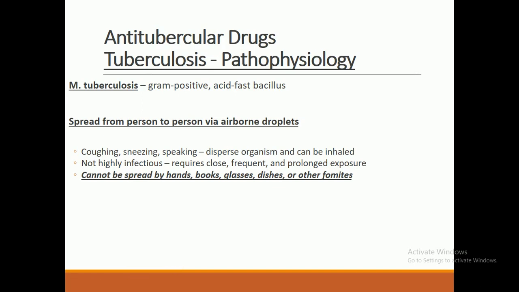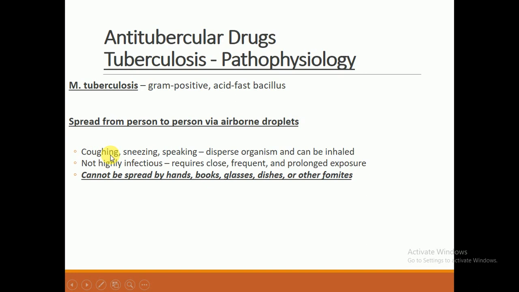Now come toward the anti-tubercular drugs, tuberculosis, the basic pathophysiology. What is the basic mechanism through which tuberculosis occurs? Mycobacterium tuberculosis is a gram-positive acid-fast bacillus. Tuberculosis can be spread from person to person via airborne droplets, which I have already mentioned in the previous lectures.